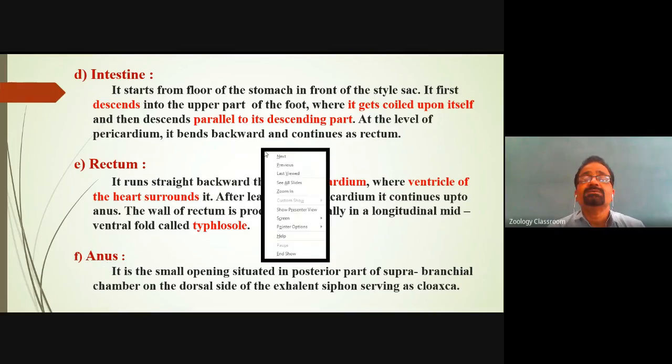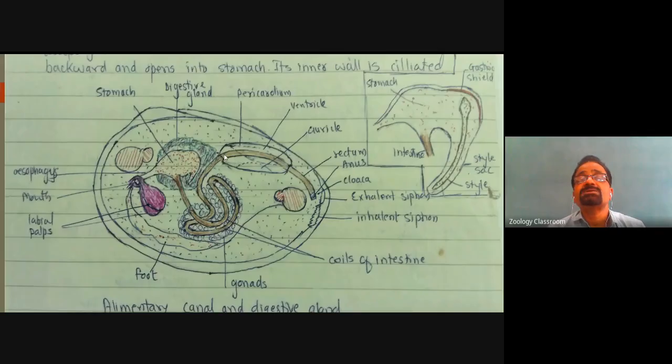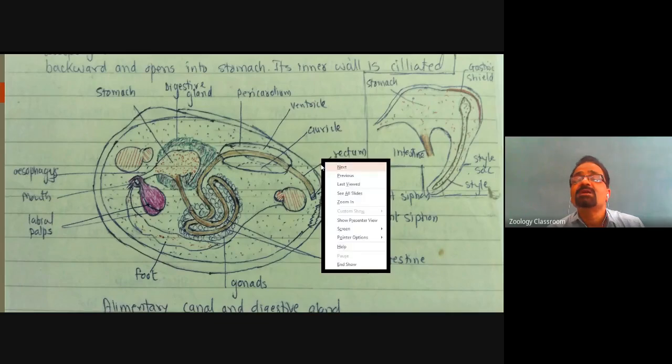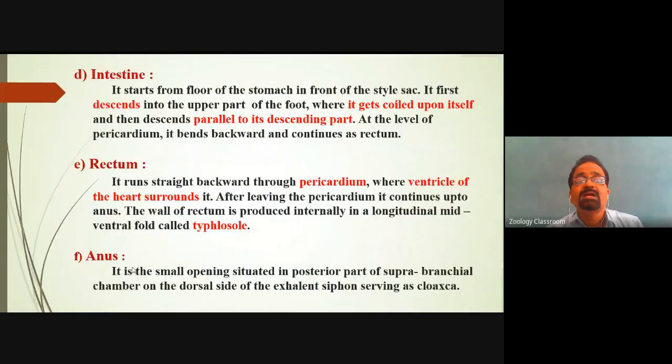So this is the intestine which is passing through the ventricle, and it is emerging out of this pericardium and continues as a rectum. Okay, it continues as a rectum, and it ends in the form of the anus. Now this anus is a small opening situated in the posterior part of the suprabranchial chamber. Now see the words used here: suprabranchial chamber on the dorsal side of the exhalent siphon, serving as cloaca. Spelling of cloaca, serving as cloaca.